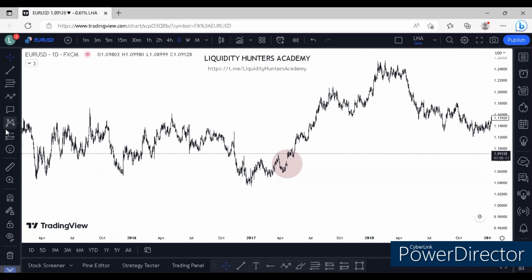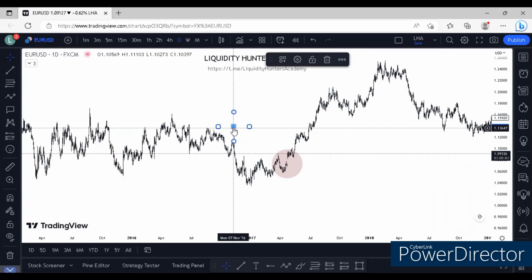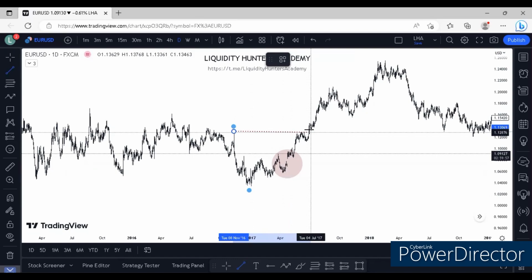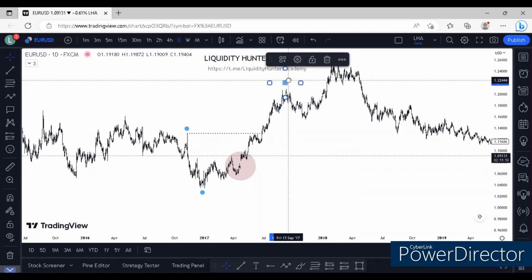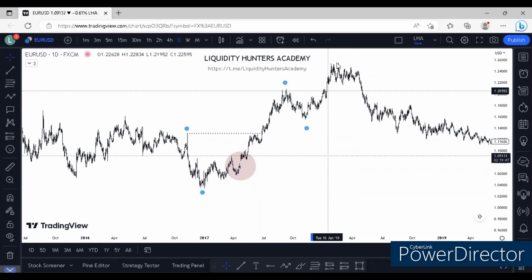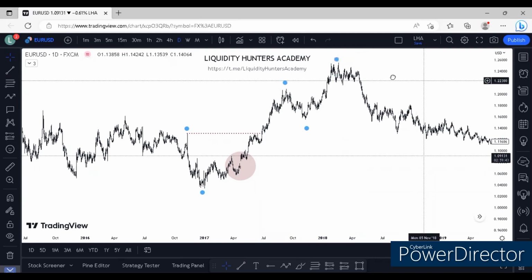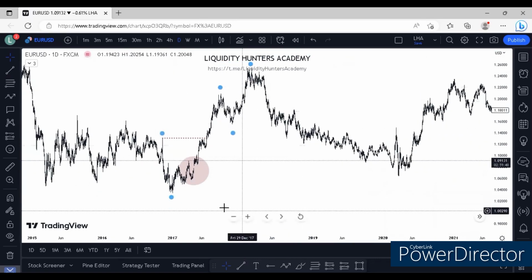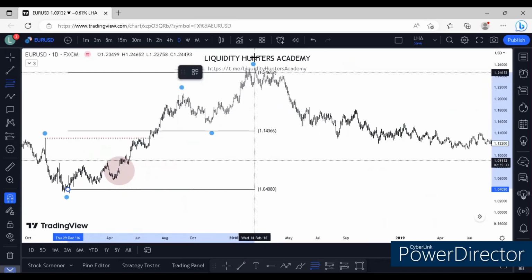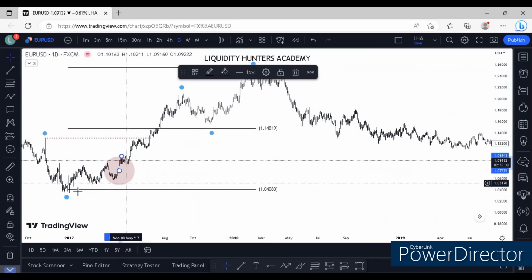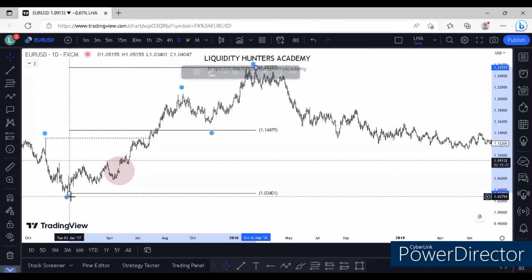So here, I'm gonna map it for you guys quickly so you can understand what I'm trying to say. Here, we have a high, right? And this high printed this low. Now we need to see this high taken out because this is our protected level. But what happens? We print another higher high, another higher low, another higher high here. And then we start retracing back into this zone. We take the low, including the wick.